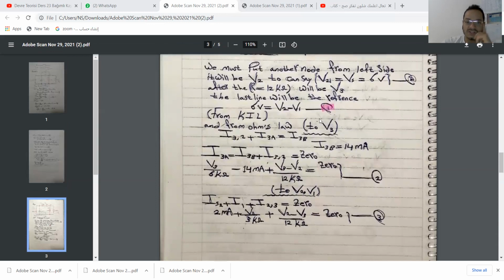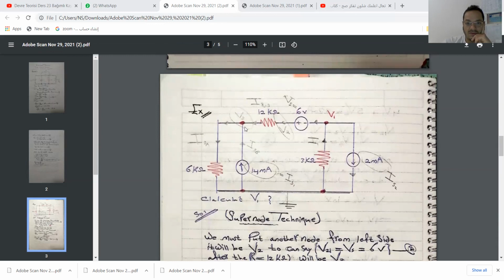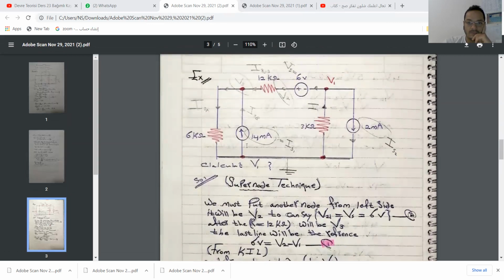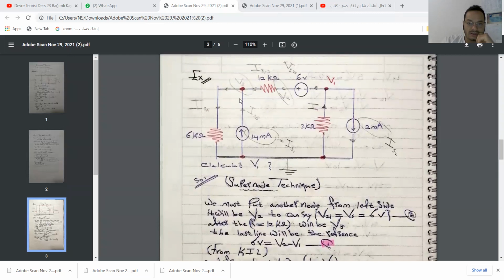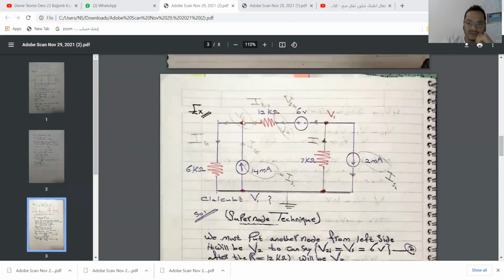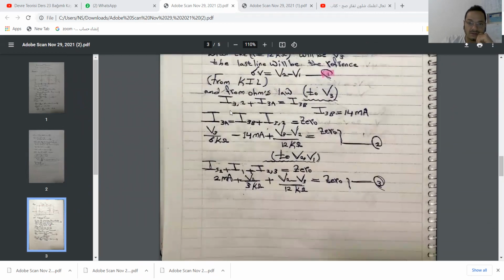Let's go to solve this question. Now 6 volt equals V2 minus V1, from Kirchhoff's current law and from Ohm's law at V3. We'll start from V3. Let me complete from here. From Ohm's law at V3, I32, let me show you, this current equals V3 minus V2 divided by 12 kilo ohm.